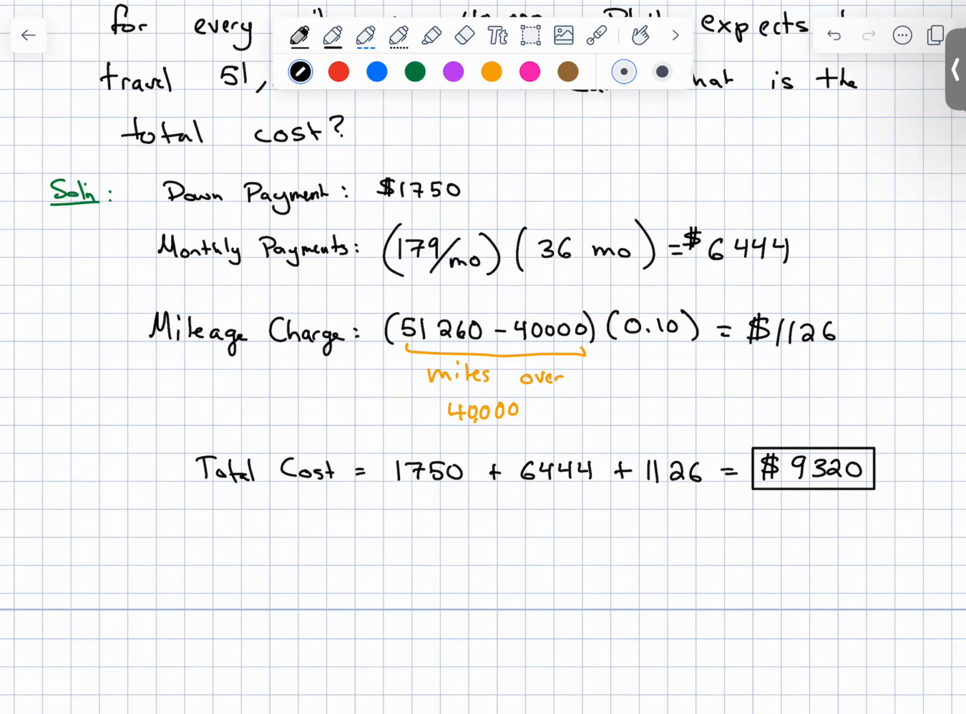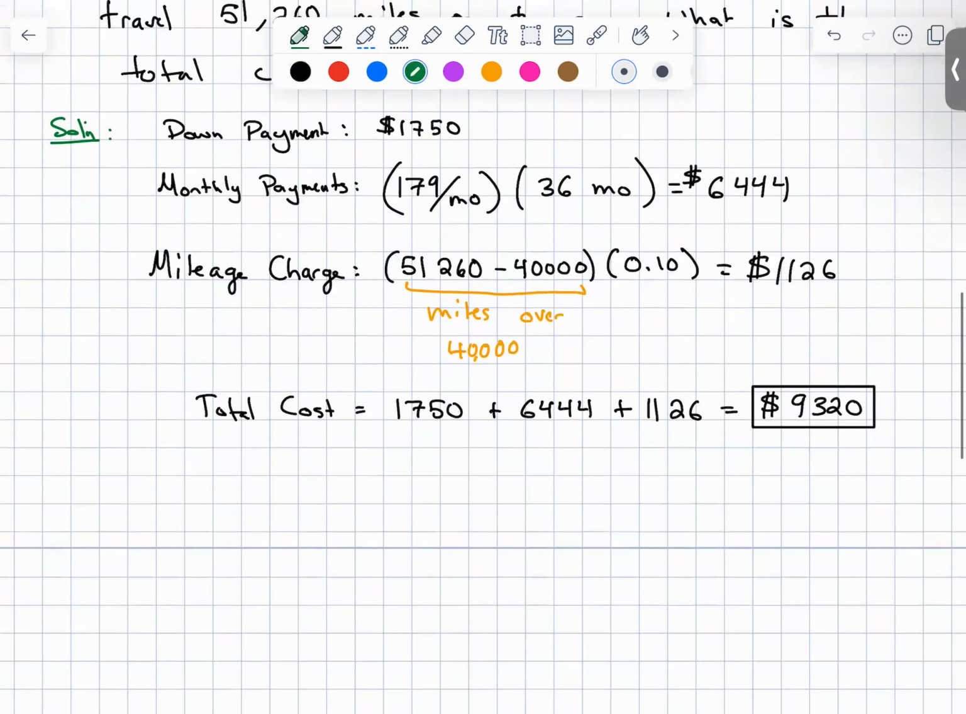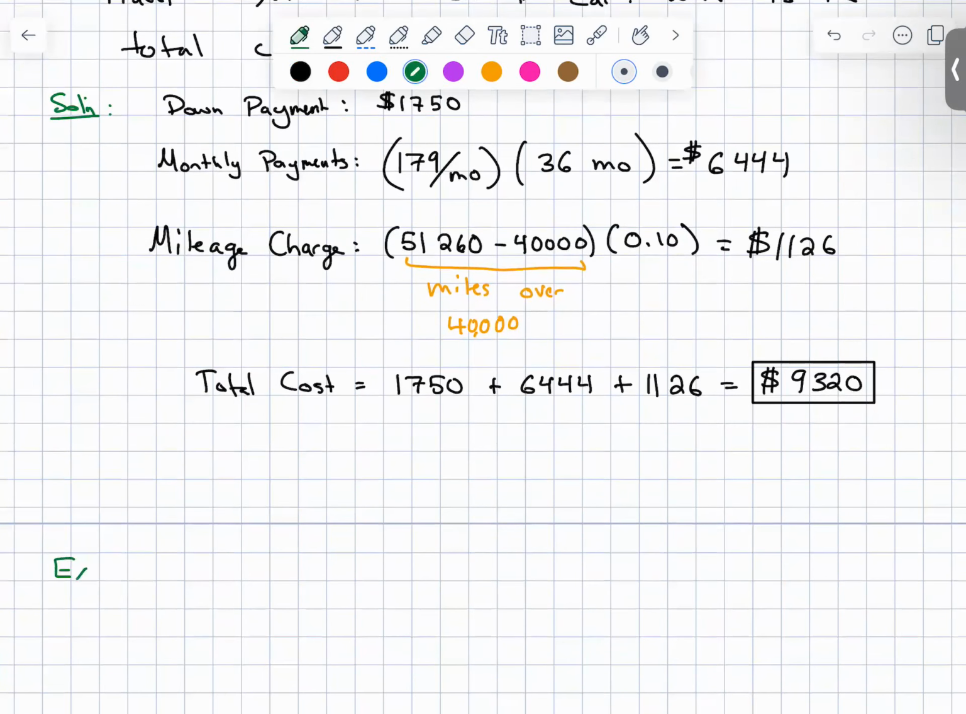All right. Two more of these things, and then we get to go over house stuff. We get to go over mortgages and house stuff. So another example.